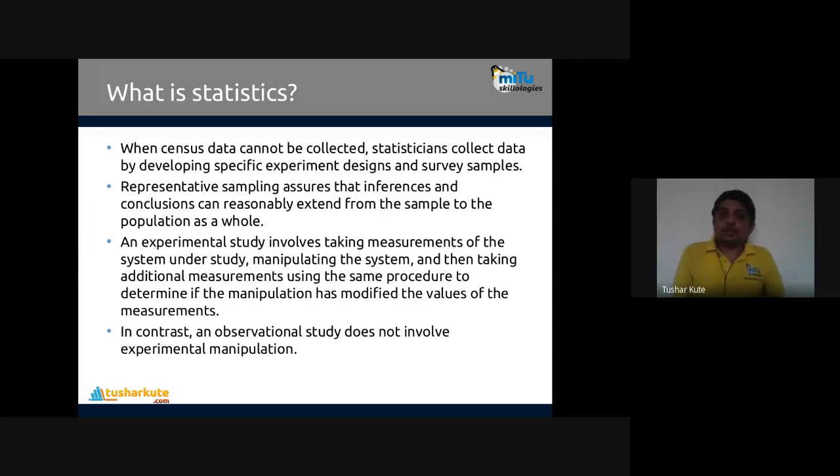Fine. So representative sampling assures that inferences and conclusions can reasonably extend from the sample to the population as a whole. Yes, sample to the population. I want to check the mindset of the class. For example, your class is there. I want to check the mindset of every student sitting in your class. So I will not check everyone's.